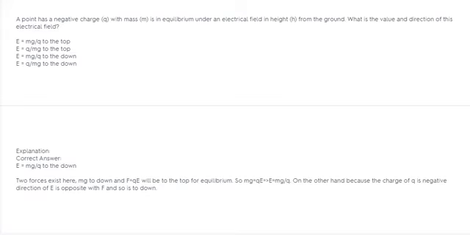Two forces exist here: mg to down and F equals qE to the top. For equilibrium, mg equals qE, so E equals mg/q. On the other hand, because the charge q is negative, the direction of E is opposite to F, and so it is down.